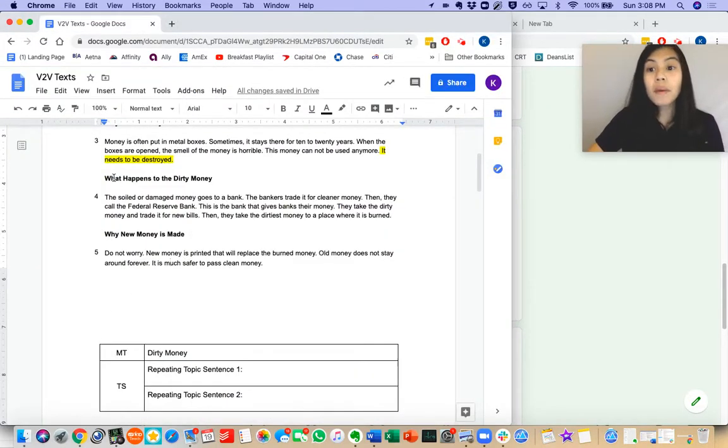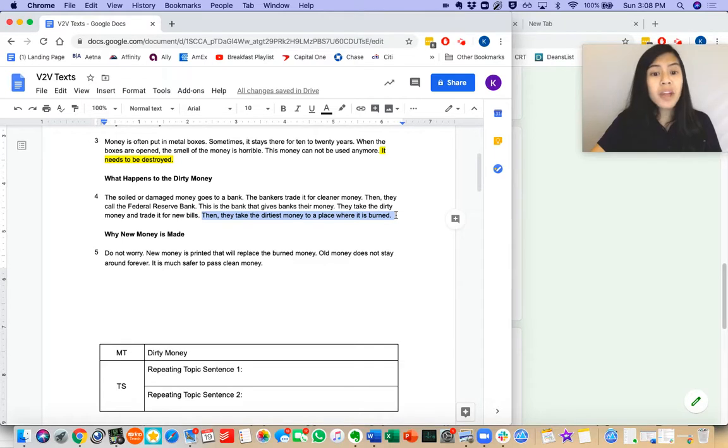So remember, I'm answering that heading. What happens to the dirty money? Remember, we always start with the first sentence. The soiled or damaged money goes to a bank. This does tell me what's happening to the dirty money, but it's not including all of those details that I learned about the bank in this paragraph. Let's check the last sentence. Then they take the dirtiest money to a place where it is burned.